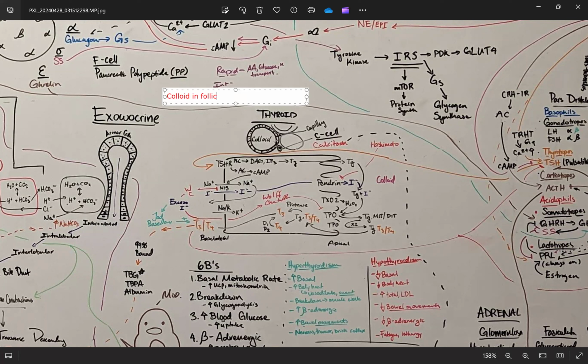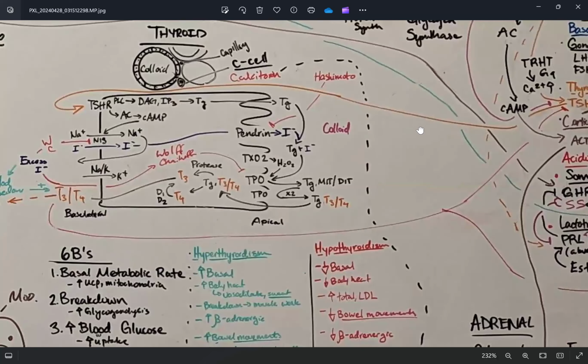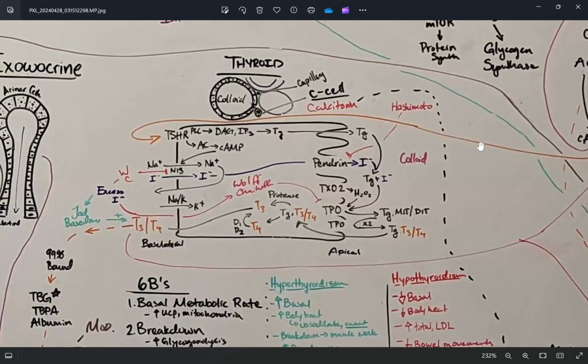TSHR also activates adenylyl cyclase and cAMP that will upregulate your NIS, which is your co-transporter of sodium and iodine, or iodide. Iodide is used to make T3, so iodide is transported into your cell, excreted into the colloid by pendrin. The thyroglobulin is combined with your iodide, and then you react that with TPO and peroxide, which is made by THOX2, to make Tg-MIT and DIT, or thyroglobulin MIT and DIT.